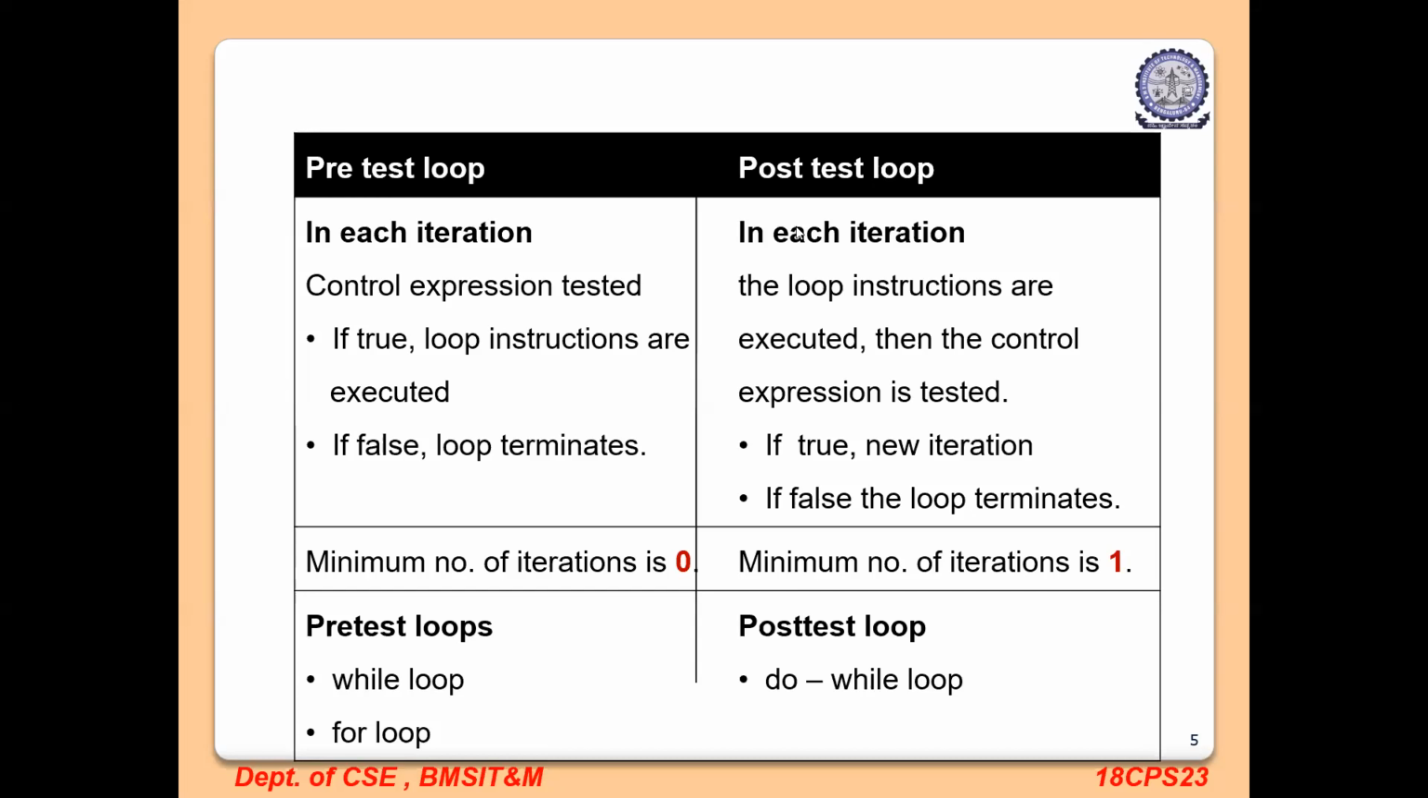Whereas in post-test loops, in each iteration, the statements within the looping construct get executed first, and only then does the checking of the control expression take place. Due to this, the minimum number of iterations that a post-test loop performs is 1, which means it will execute the statements at least once before checking the condition.